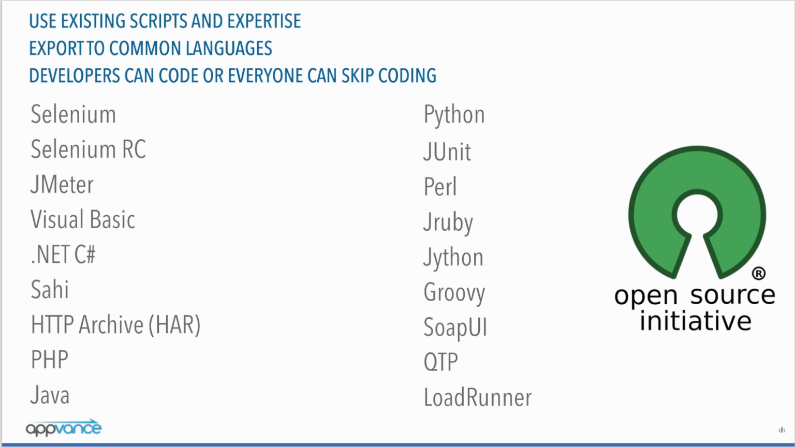And regardless of what kind of script you've ever written in or like to write in, if you want to write in Java, great. If you like to write in Python, great. If you like Selenium, Selenium RC, WebDriver, great. Python, Groovy, SOAP UI, you name it. Basically, this platform has already built that in and can already run those tests in conjunction with other tests. So you can use your existing scripts and expertise. You can even export some of the designer scripts into common languages like Selenium. And developers can choose to code, or you can skip coding with our designer capability.